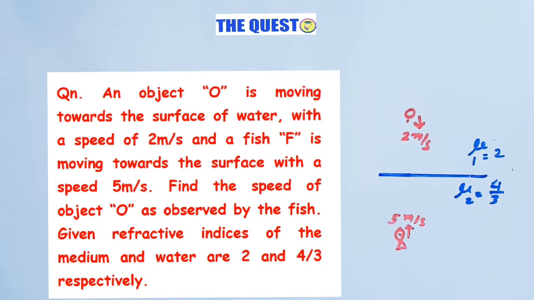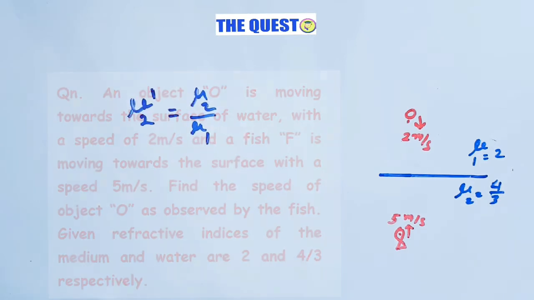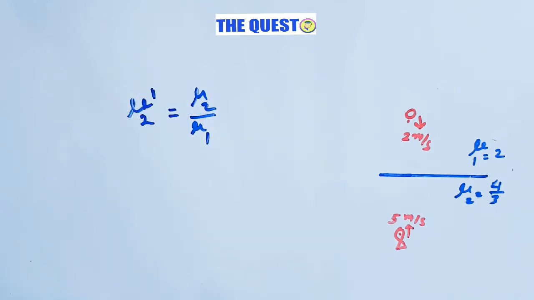We have an interesting question. An object O is moving towards the surface of water with a speed of 2 meter per second, and fish F is moving towards the surface with the speed 5 meter per second. Find the speed of the object O as observed by the fish.